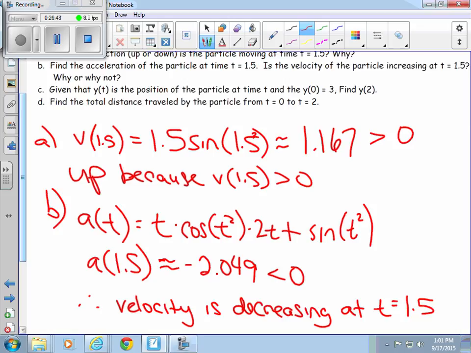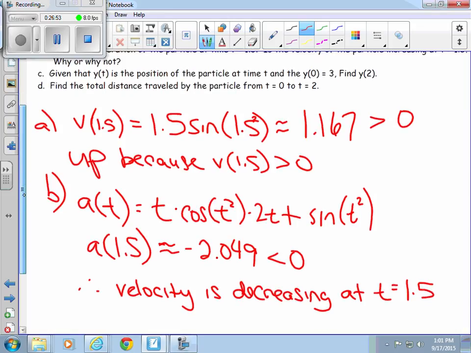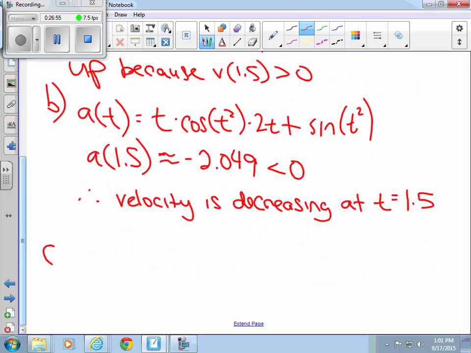Given that y of t is the position of the particle at time t and y of 0 is 3, find y of 2. What kind of question does that sound like? Initial condition type problem. You have two options. Actually, you have three options, maybe. We could go back and actually find the function and then plug it in. That's an option, right? Anti-differentiate, use the initial condition to find c, and then plug it in.